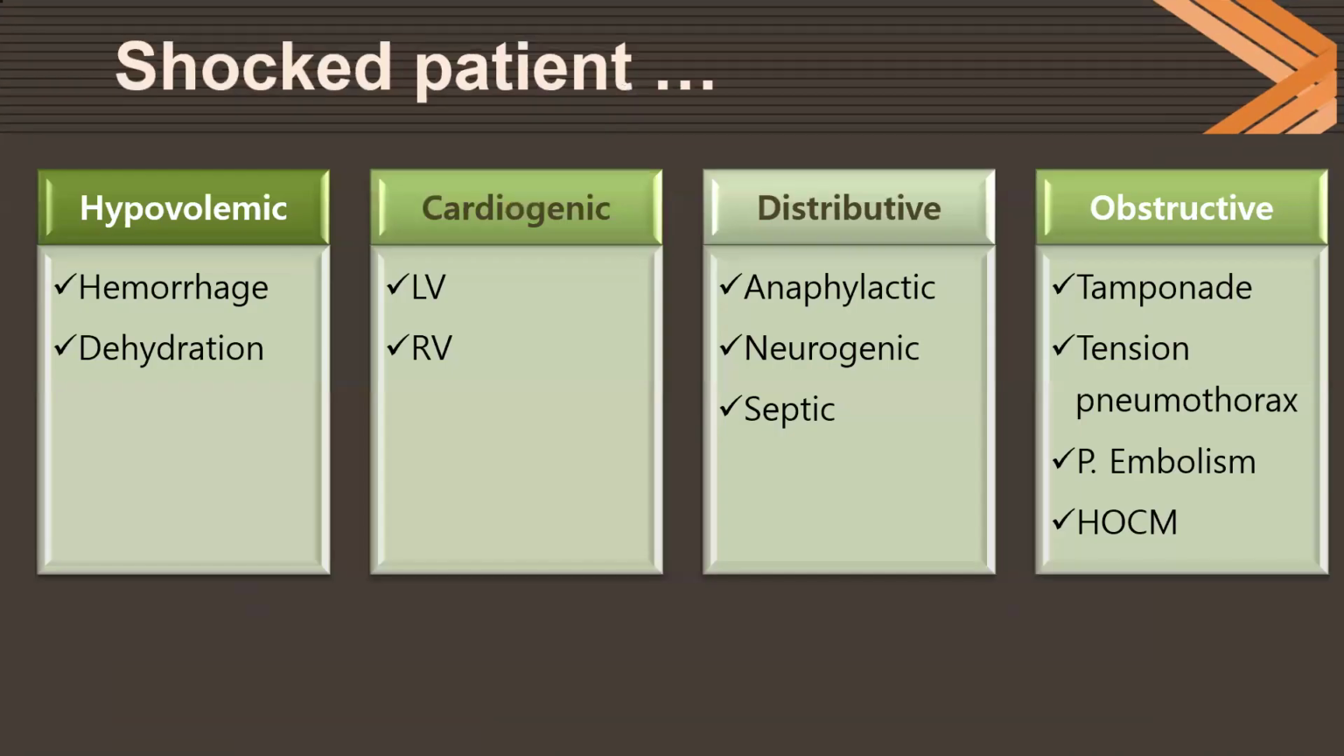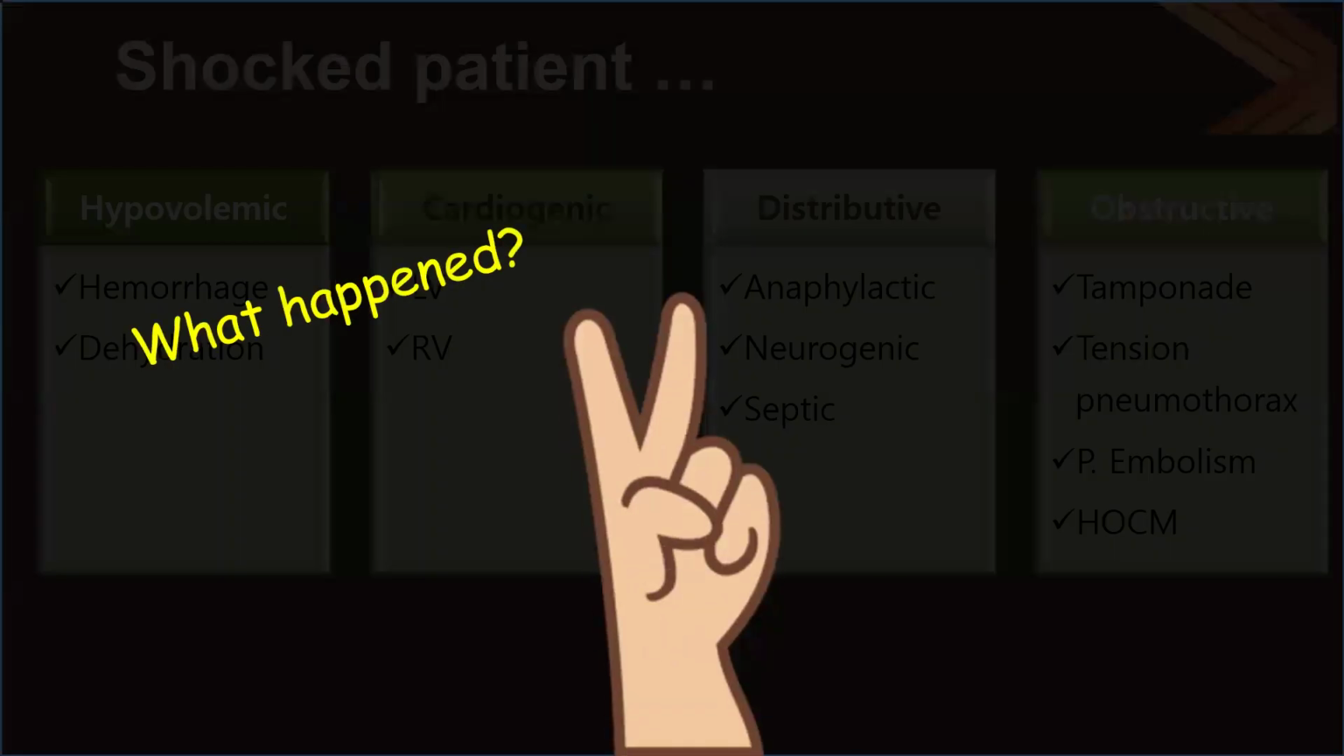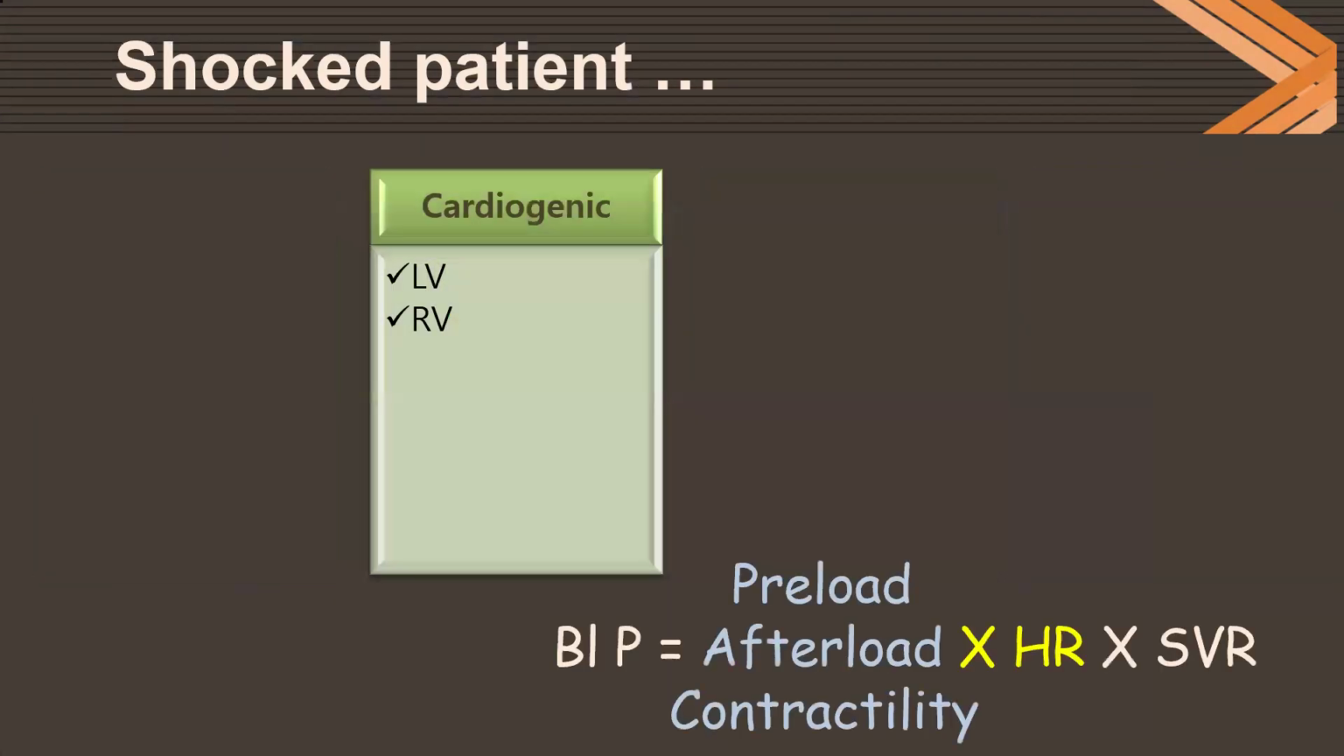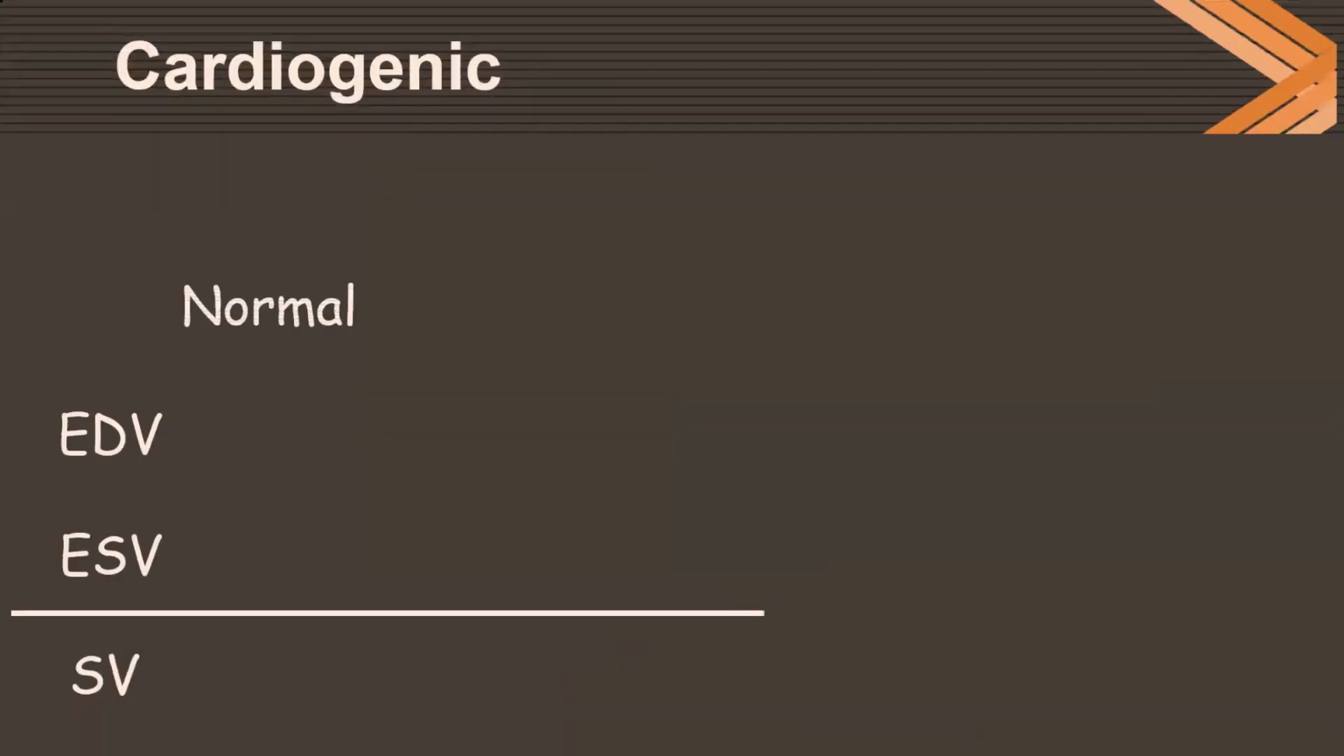And this is important. In each type of shock, we will discuss two items: what happened in the patient and how the body compensates for this pathology. And let's start with cardiogenic shock. As you can obviously imagine, the derangement in cardiogenic shock regarding our equation is the problem in contractility. So whether left ventricular or right ventricular, if the ventricle is not contracting, the patient will be in shock, in cardiogenic shock.